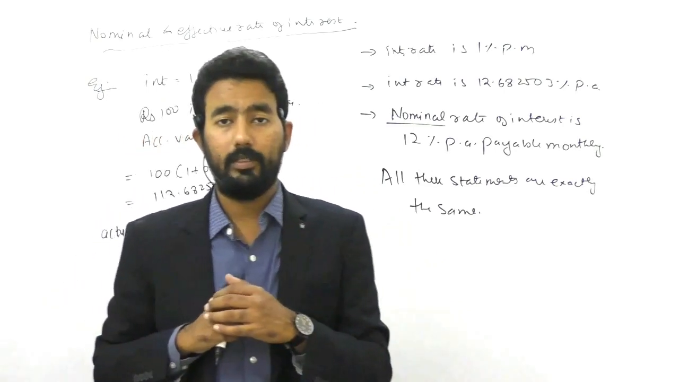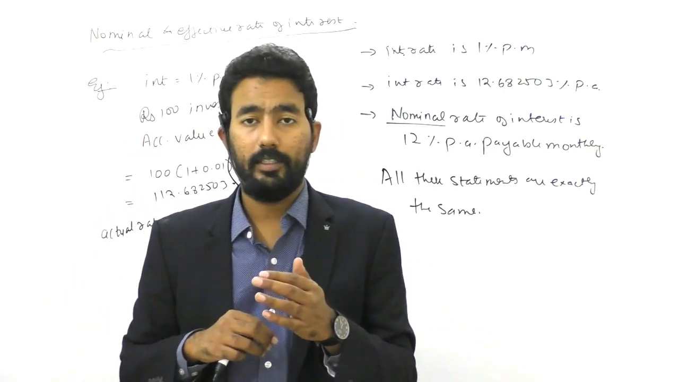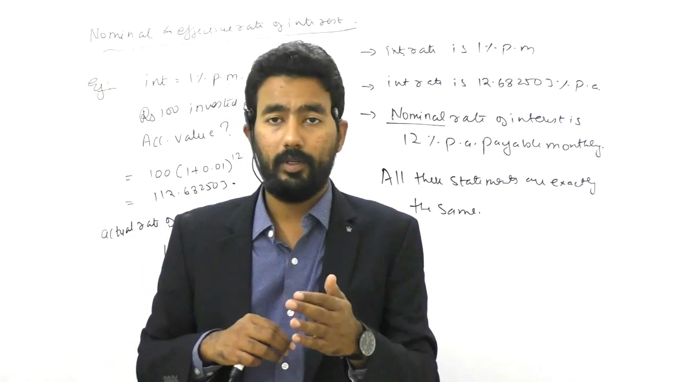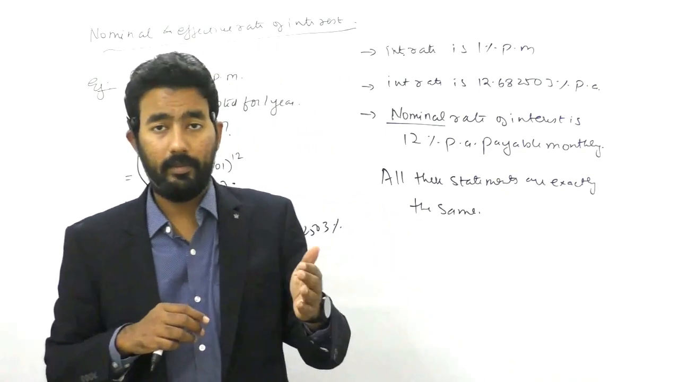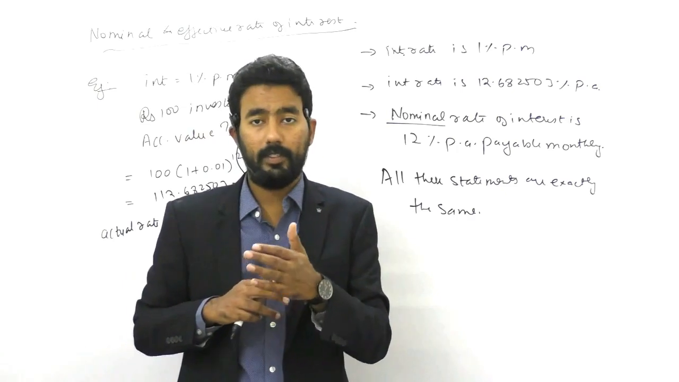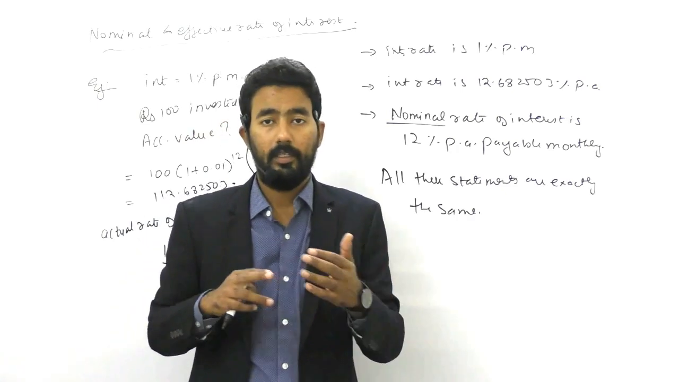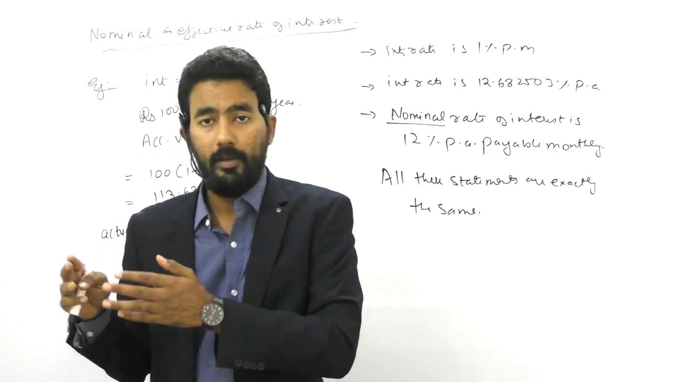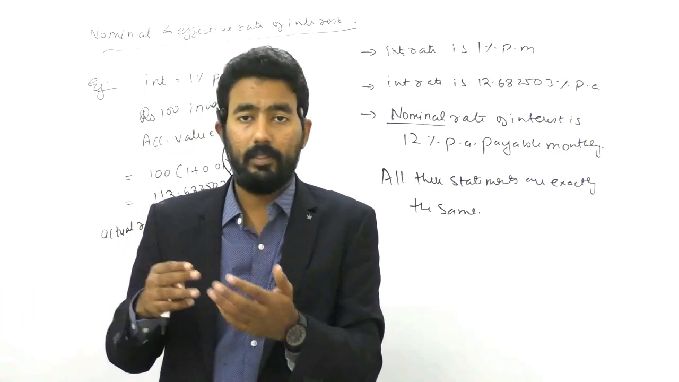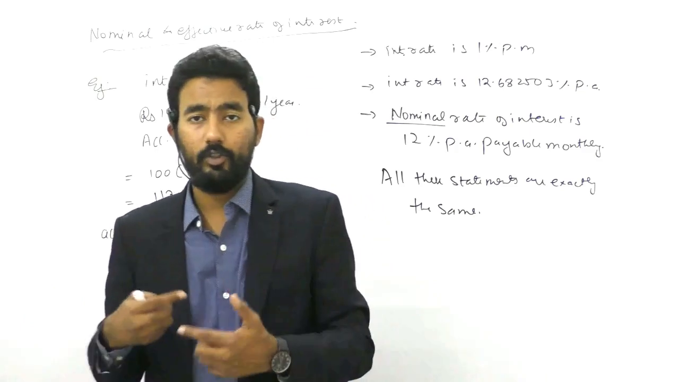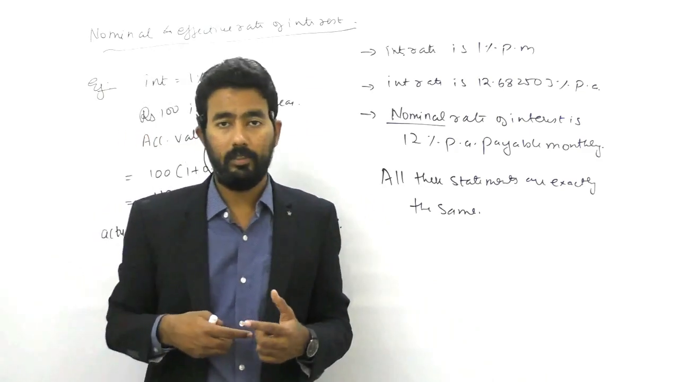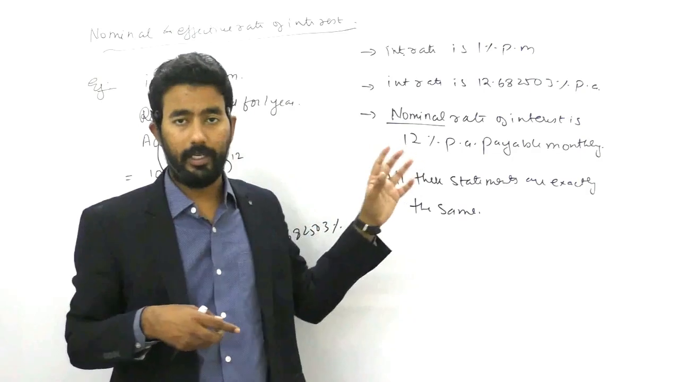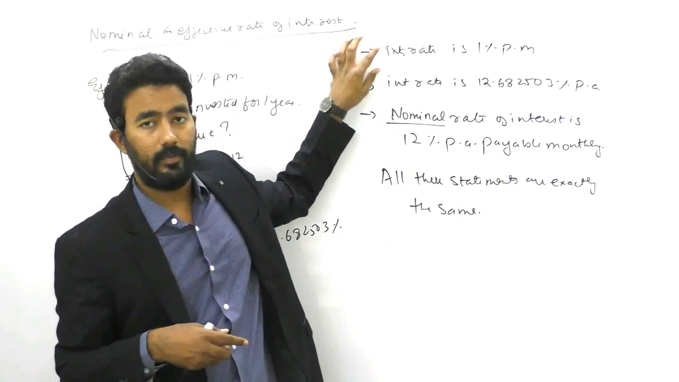And if the question says, let's say, the interest rate is 15% per annum payable half yearly, it should be 7.5% every half year. If the question says the interest rate is 20% per annum payable quarterly, it should be 5% per quarter. So that is how we should immediately be able to convert the rate of interest from the given nominal rate to the applicable effective rate.